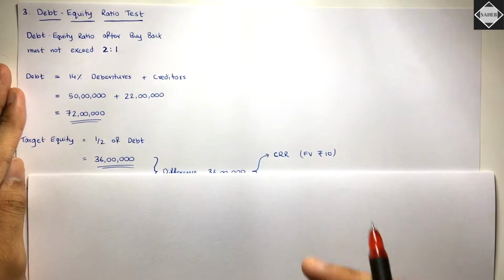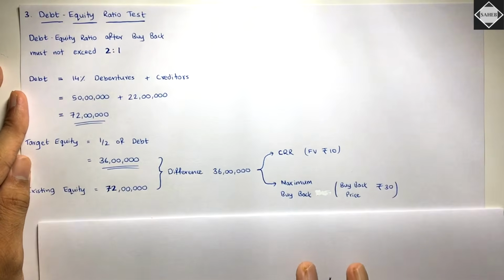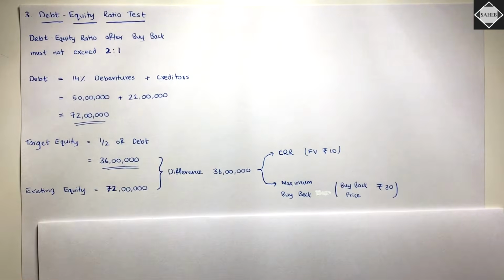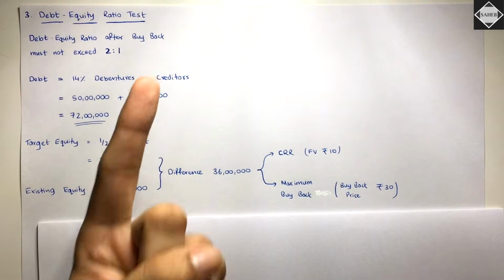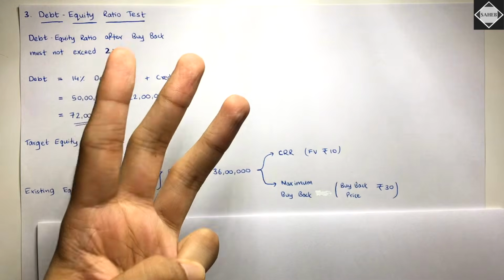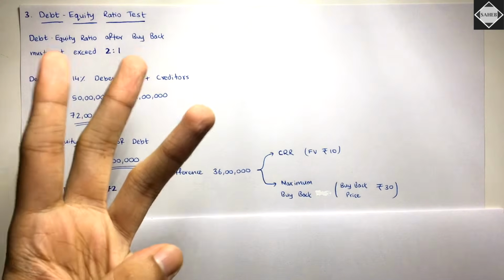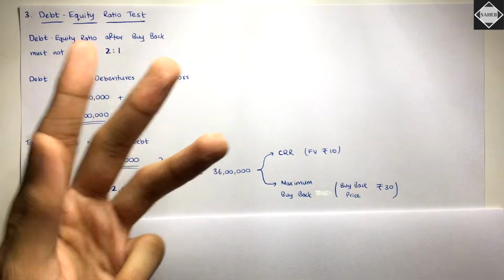After this, you have to calculate your current equity. What is the existing equity in your company? And what does that comprise of? I have already explained. Paid up share capital, free reserves and securities premium. Only these three, not any other capital reserve or something else. No, only these three: free reserve, securities premium, and paid up share capital.